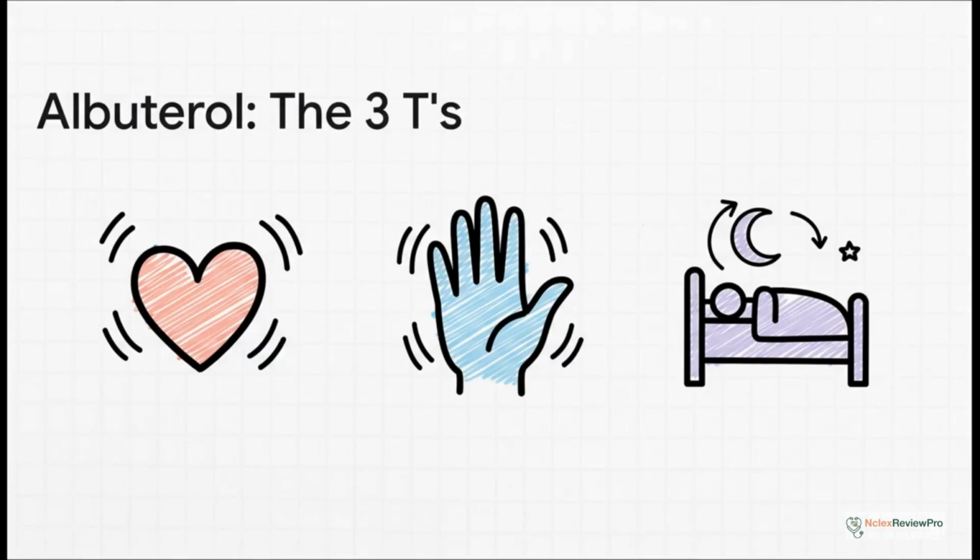You know, since albuterol is basically revving up the body to open the lungs, it kind of revs up everything else too. So the side effects are totally expected. And you can remember them with the 3 T's. You'll see tachycardia, that's a fast heart rate and palpitations. You'll see tremor, some shakiness. And you'll see tossing and turning at night, or insomnia. This is a key teaching point. Tell your patients to avoid taking it right before bed if they can.